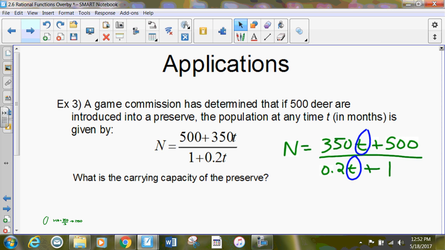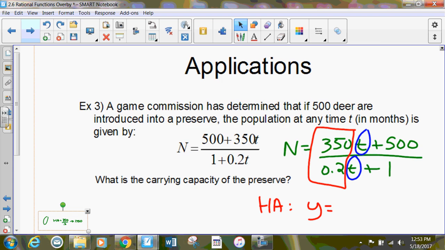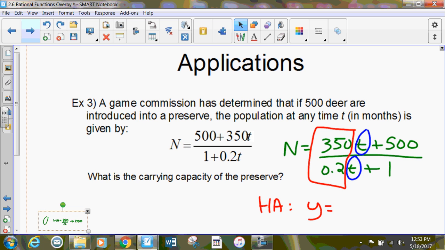So we know that our horizontal asymptote will be 350 divided by 0.2. And we put that in the calculator. Our horizontal asymptote is going to be y equals, and I don't have a calculator, but I did copy the answer, and it looks like it's 1750. Does that look right? Yeah, 1750.